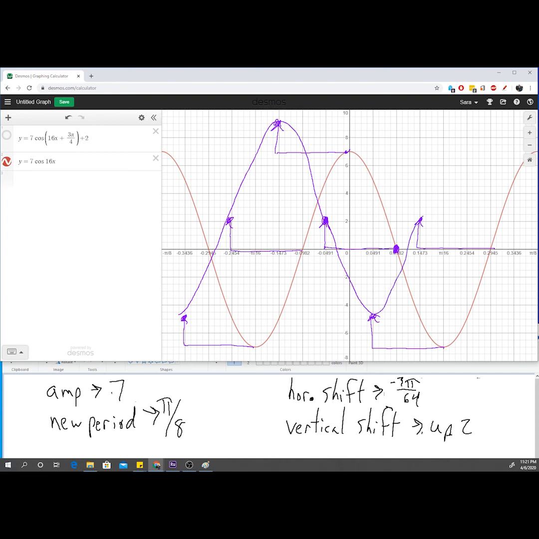But this whole process, that's what I really want you to get used to, is graphing this piece by piece. Let's see. 1, 2, 3 to here, and then up 2. There we go. And if I turn on my graph, there we go.